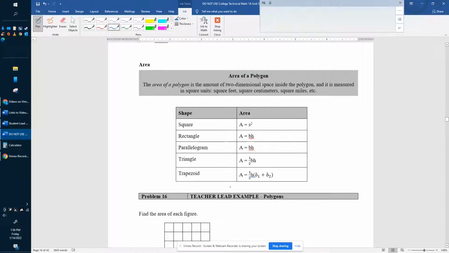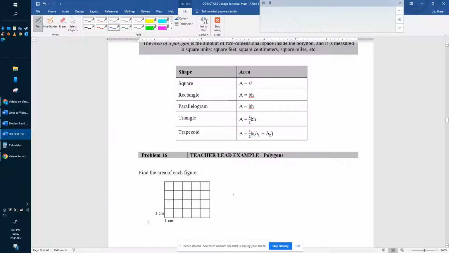Now, let's talk about the area of polygons. We're going to focus first on the area of squares, rectangles, parallelograms, triangles, and trapezoids. So these formulas are here for you to use. Our exams are all open note, open book, so you do not have to memorize any of these, but you do have to know how to use them. So let's find the area of each figure.